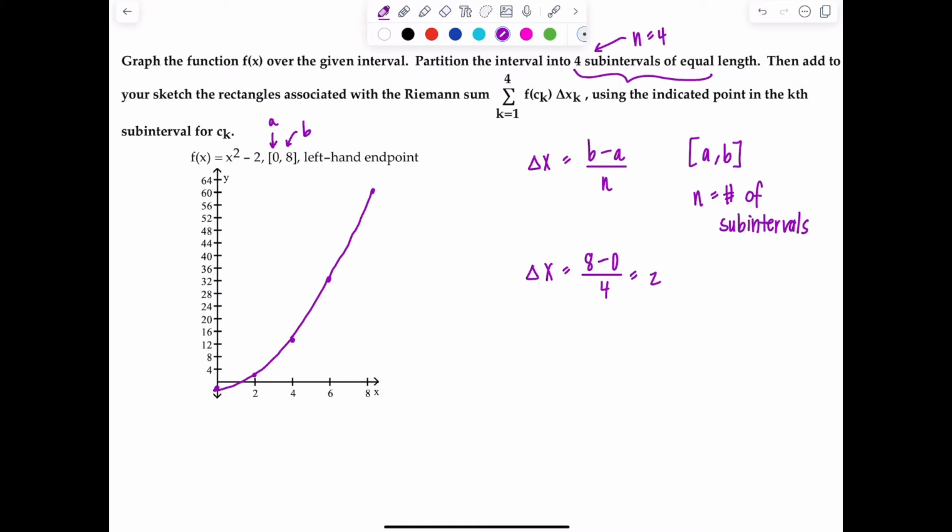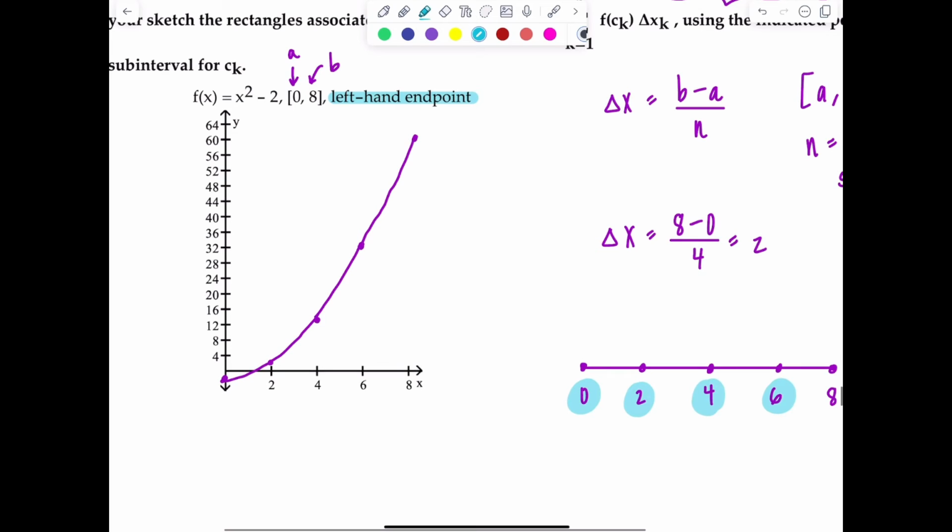So that means the base of each rectangle that I'm going to draw right now should be 2. And if we're going from 0 to 8, let me indicate where that's going to be. 0 to 8. Then we're going to cut it up into 4 pieces. 2, 4, 6, right? Each base is 2. Okay, then this particular problem says use left-hand endpoints to determine the height for each rectangle. So that would be 0, 2, 4, and 6. So how does that exactly work? This can be a little confusing if you're new at it.